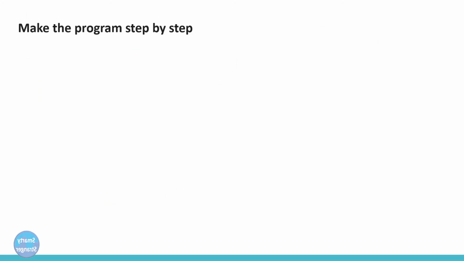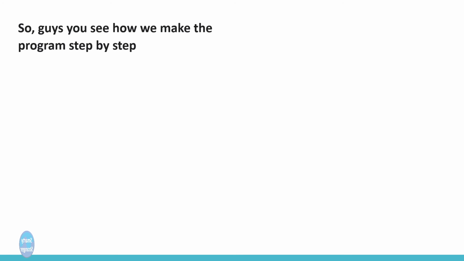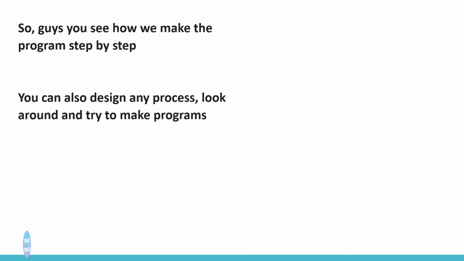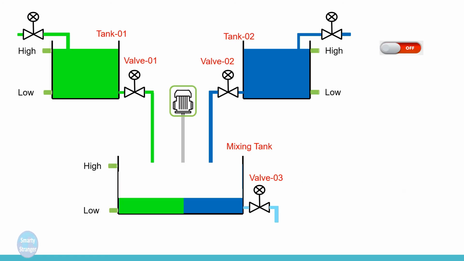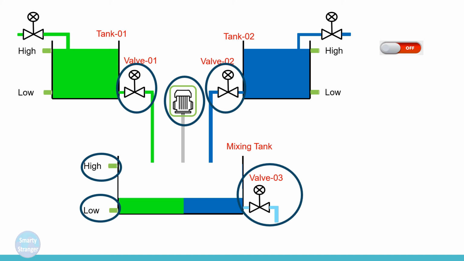So, guys, you see how we can make the program step by step. You can also design any process. Look around and try to make programs. Start with simple logic. When you start making logic, consider your process. Find the inputs and outputs, and try to make simple logic using simple contacts.